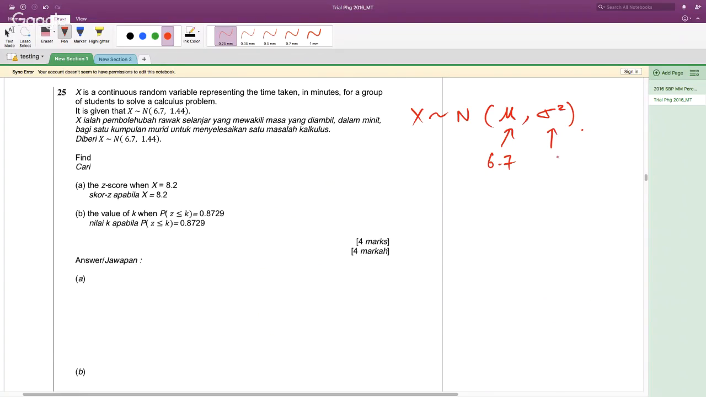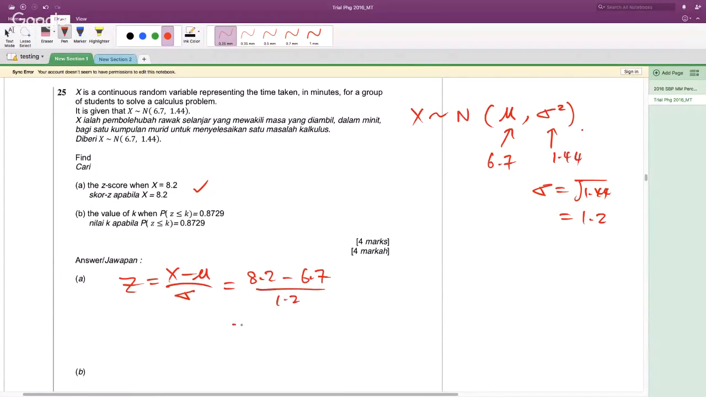So I know my mean over here is 6.7, and I know my variance is 1.44. But in this topic, I always want to find my standard deviation, so I will square root 1.44 first. My standard deviation is 1.2. Because they asked me to find the z-score. Z equals X minus mean over standard deviation, isn't it? So my X is 8.2, my mean is 6.7, and my standard deviation is 1.2. You just need to understand that one. Divided by 1.2, your final answer should be 1.25.